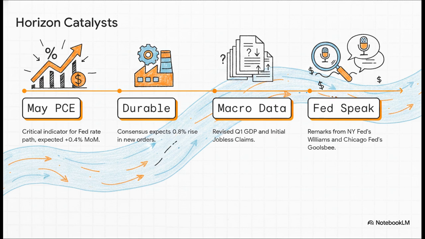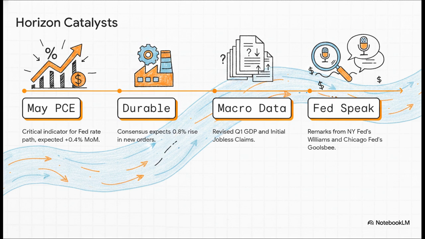And finally, Section 6, Upcoming Horizon Catalysts. Now, if you want to execute any of these rotations effectively, we've got to map out the upcoming data injections. What are the actual milestones that will move these markets next? Keep your eyes on this horizon timeline. It kicks off with the May PCE data, which is the absolutely critical indicator for the Fed's rate path, currently expected at plus 0.4% month over month. That flows right into durable goods orders, where consensus is looking for a 0.8% rise.